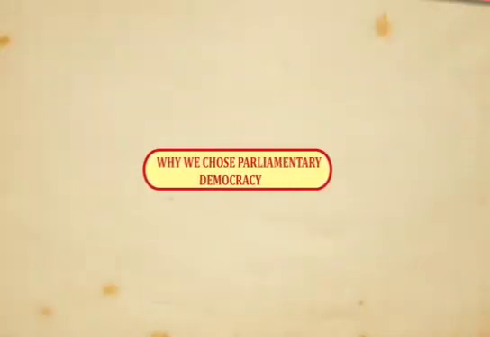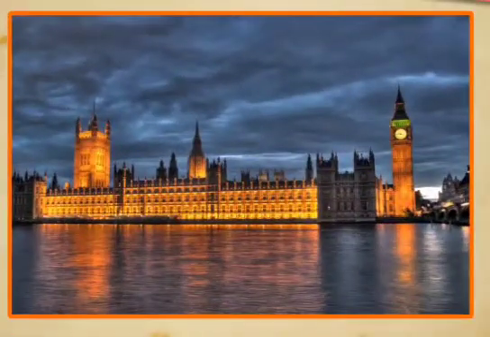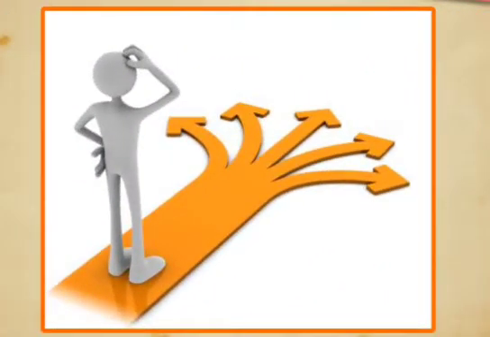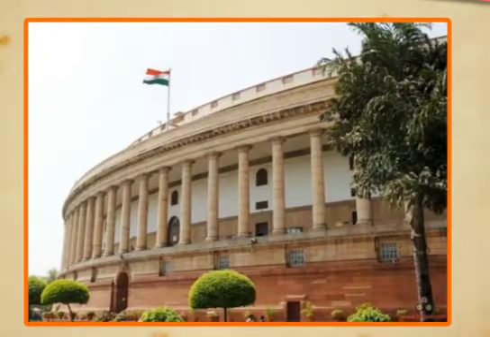Why we chose parliamentary democracy? We chose parliamentary democracy because our constitution makers were already familiar with the British parliamentary system. The commission that was instituted to make recommendations in this regard, known as Nehru Report, also validated parliamentary democracy. This kind of government is better suited for India because of these merits.